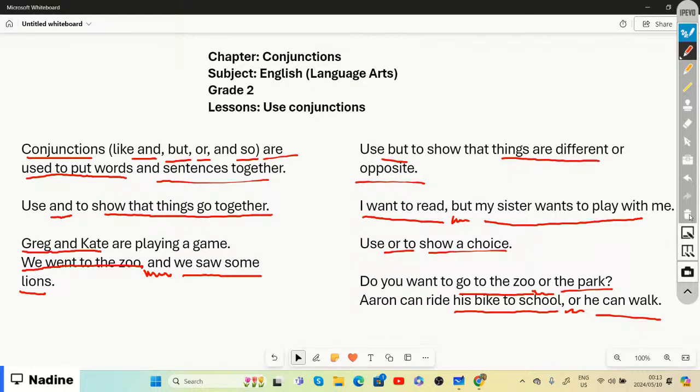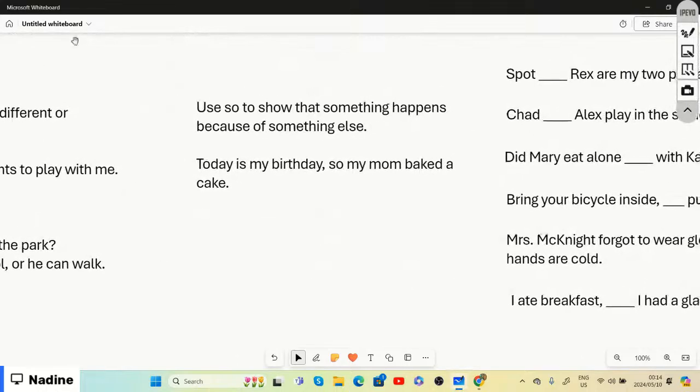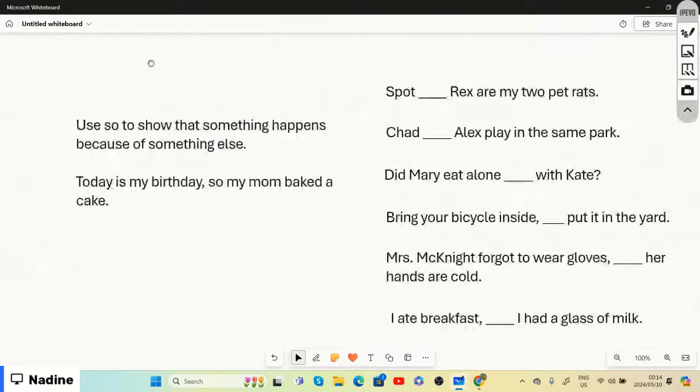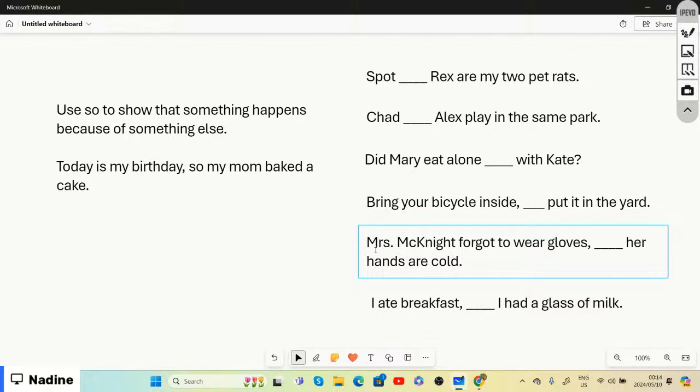All right. Then lastly, we also have another conjunction which is so. And we use so to show that something happens because of something else. An example is, today is my birthday, so my mom baked a cake. Which means that it is my birthday today, so my mom baked a cake. Or we can say my mom baked a cake because it's my birthday today.